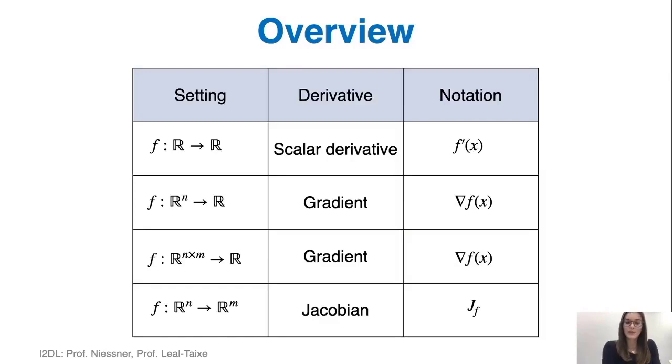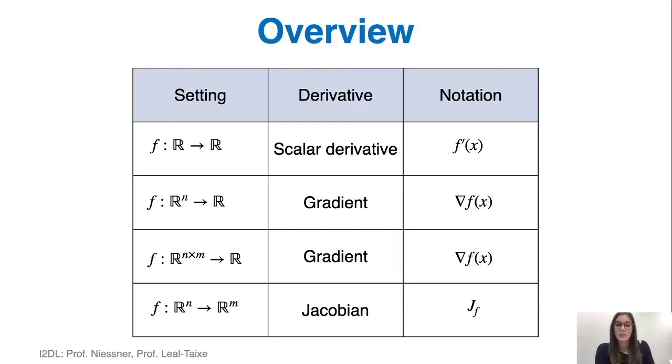So again, an overview: we look at different settings. The easiest setting is the real valued setting. We have a function from R to R. The derivative is called the scalar derivative, and we denote it by f prime of x. This is the thing that we did in high school already. In the higher dimensional setting, one example is a function going from R^n to R. The derivative of such a function is called a gradient, and we denote it by this nabla symbol, which is a triangle but reversed, of f of x.